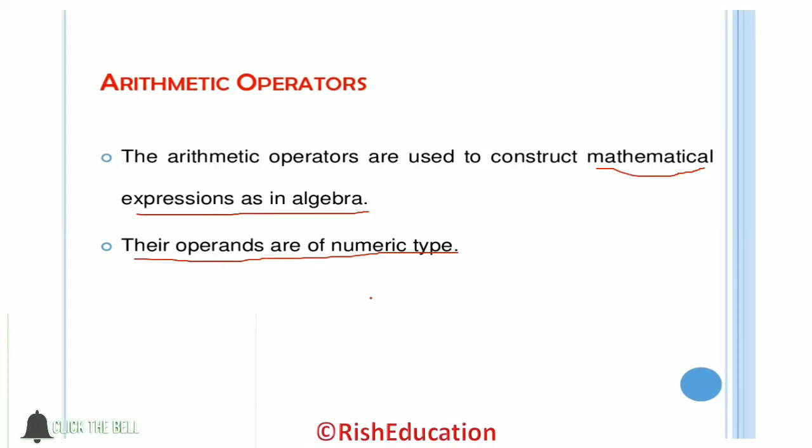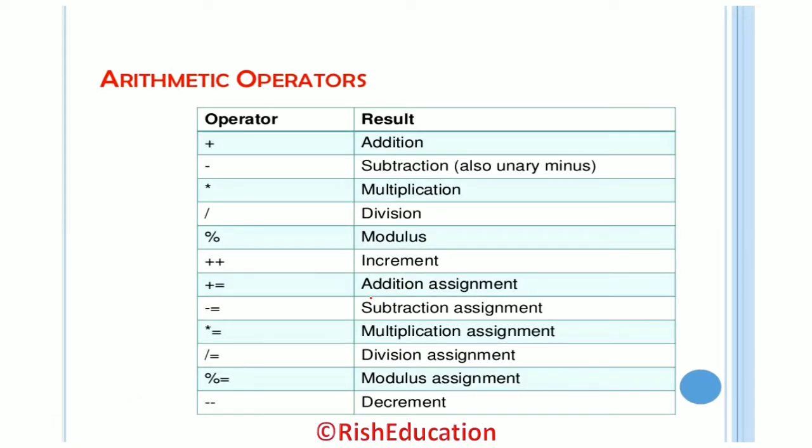There are several examples of arithmetic operators, and these are the examples: addition, subtraction, multiplication, division, modulus. Modulus means it will retain the remainder portion, whereas division returns the quotient. Increment, addition assignment, subtraction assignment, multiplication assignment, division assignment, modulus assignment, and finally decrement.